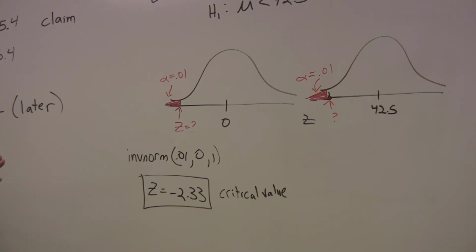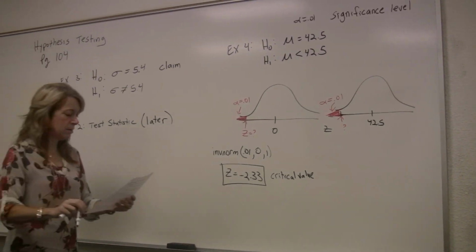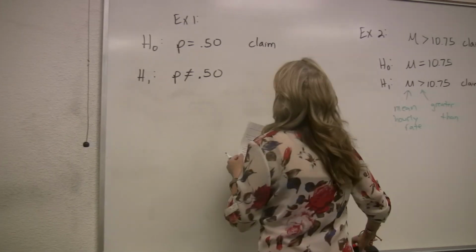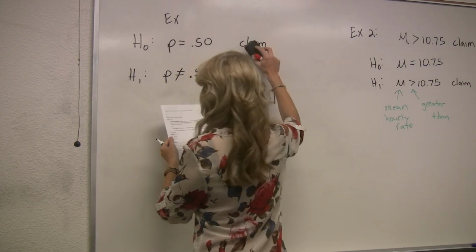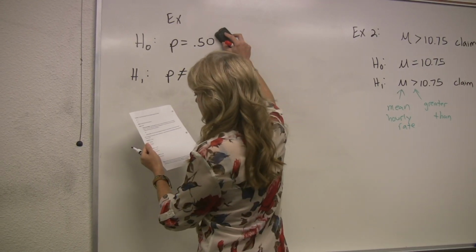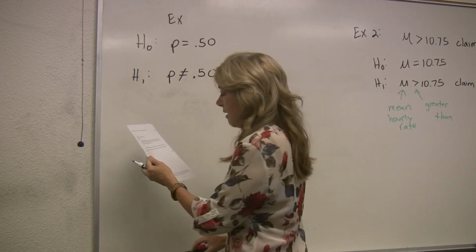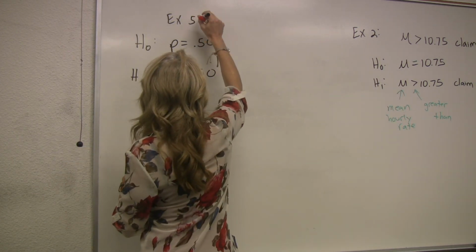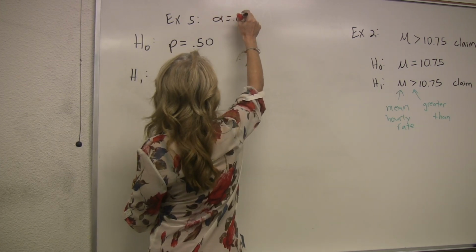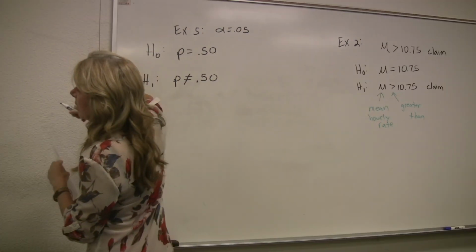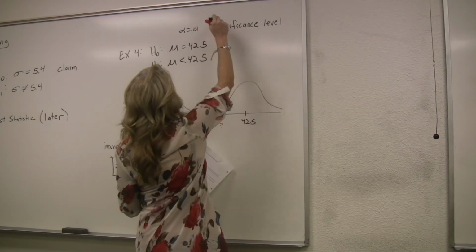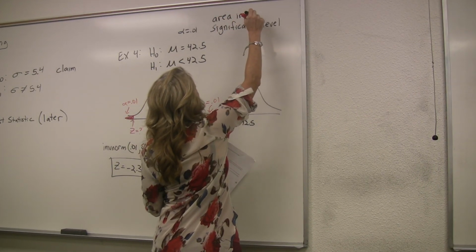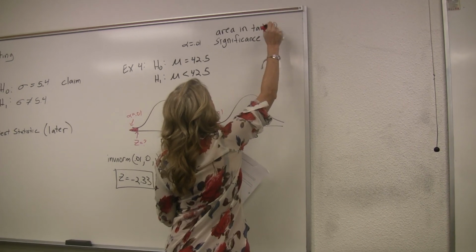All right with that one? Okay, so let's do the next one. Example 5. Oh, it's the same one I have here. How convenient was that? Alpha equals 0.05. I'm going to also write up here about alpha. Area in your tail or tails, depending on which one you have.